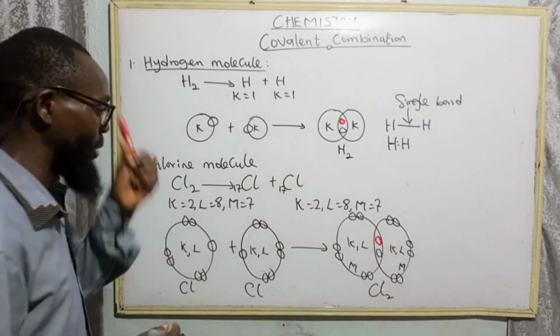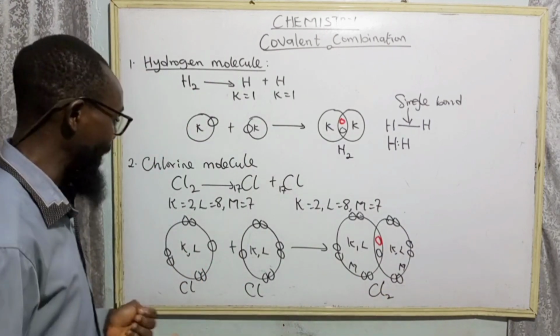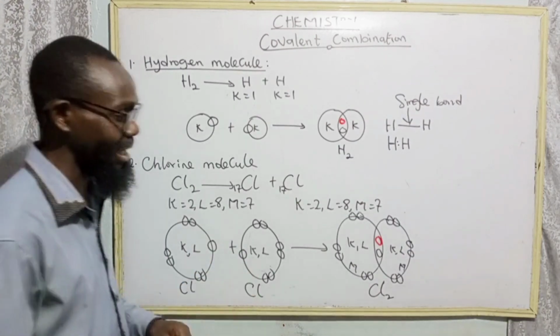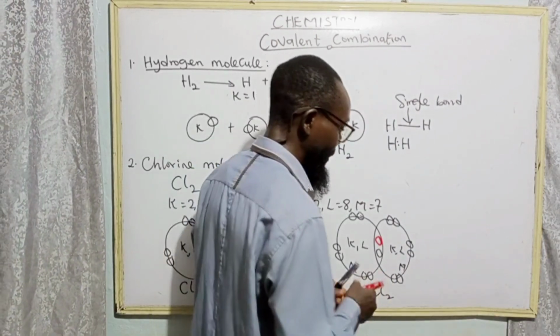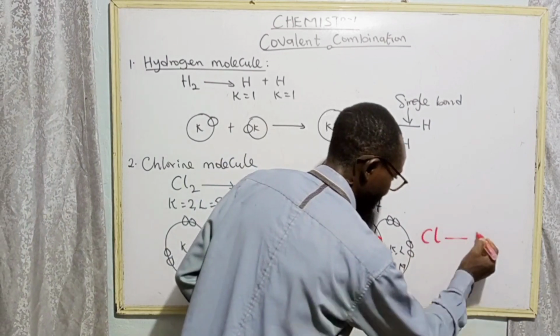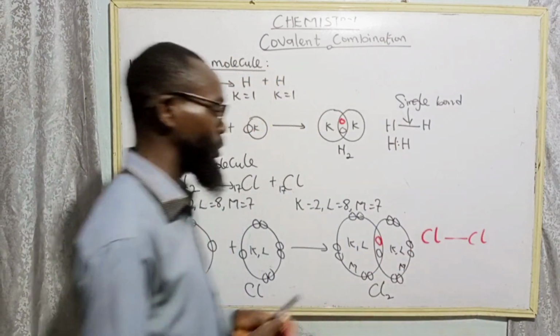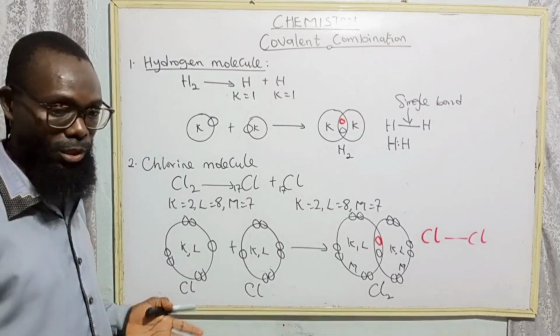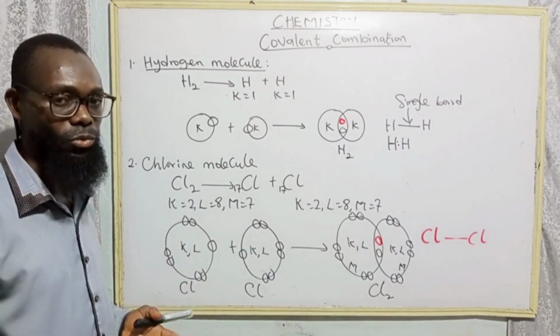Now in this chlorine molecule, you can see that one electron is being donated here and another electron is being donated here. So here we have Cl and Cl. Which means the bond between the chlorine atoms is what? A single bond, to form the chlorine molecule.